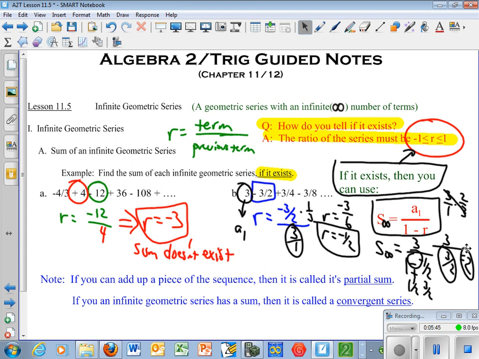If you notice this first one, we got positive 36, then negative 108. I'm not going to list out the next terms, but that one does not have a sum just because that r is negative 3. It's got to be between negative 1 and positive 1.